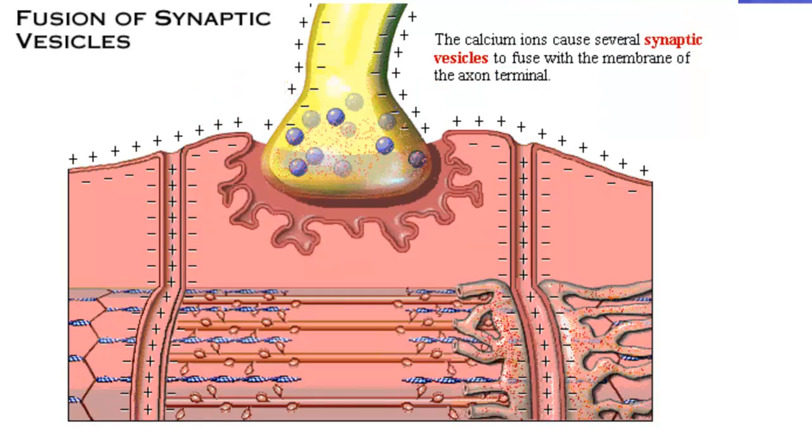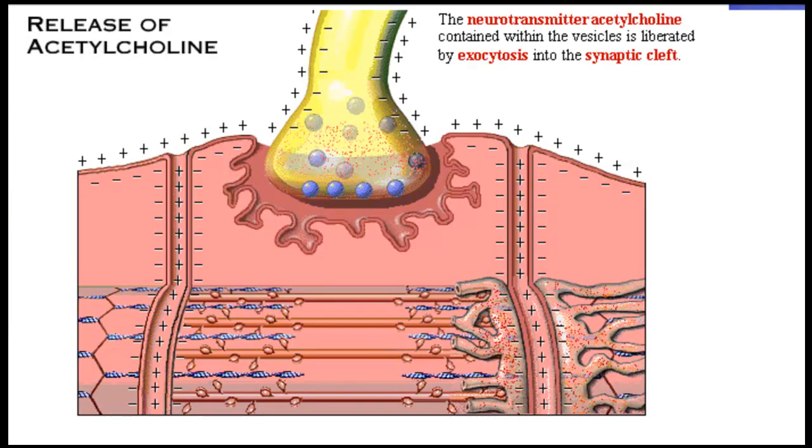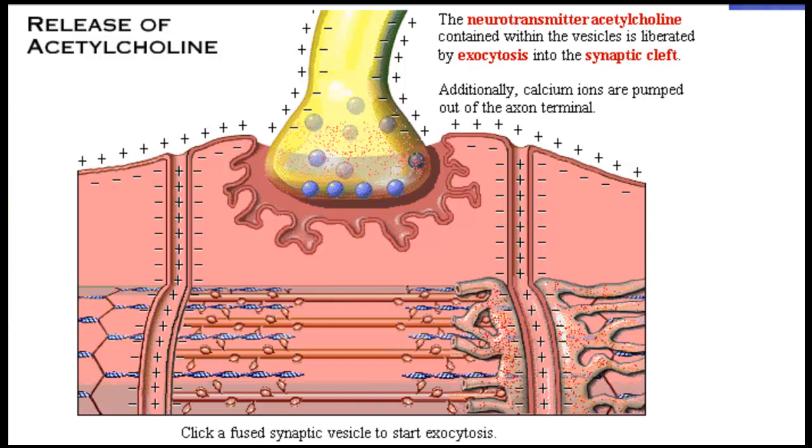The calcium ions cause several synaptic vesicles to fuse with the membrane of the axon terminal. Click a synaptic vesicle to see this activity. The neurotransmitter acetylcholine, contained within the vesicles, is liberated by exocytosis into the synaptic cleft. Additionally, calcium ions are pumped out of the axon terminal. Click a fused synaptic vesicle to start exocytosis.